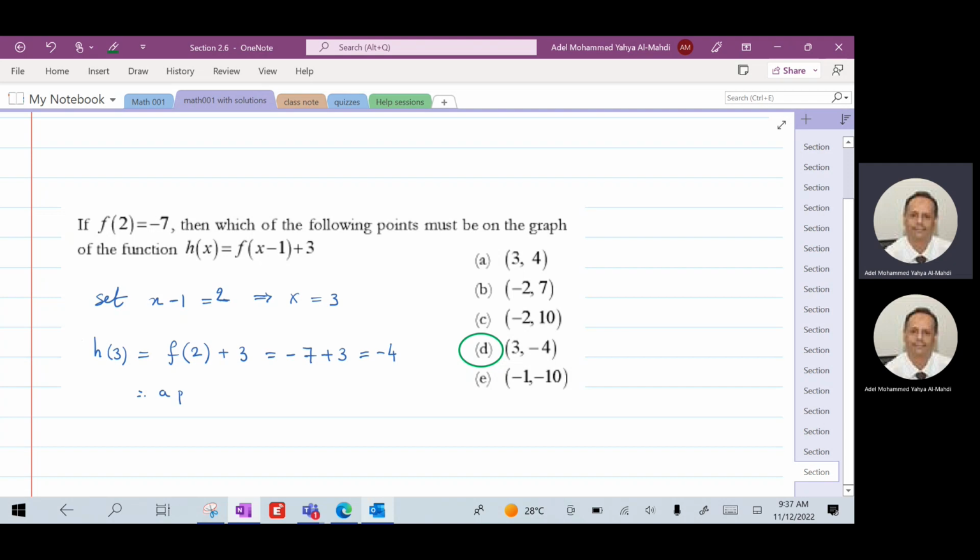Then a point on the graph of h is x is 3, and the image of 3 is minus 4.